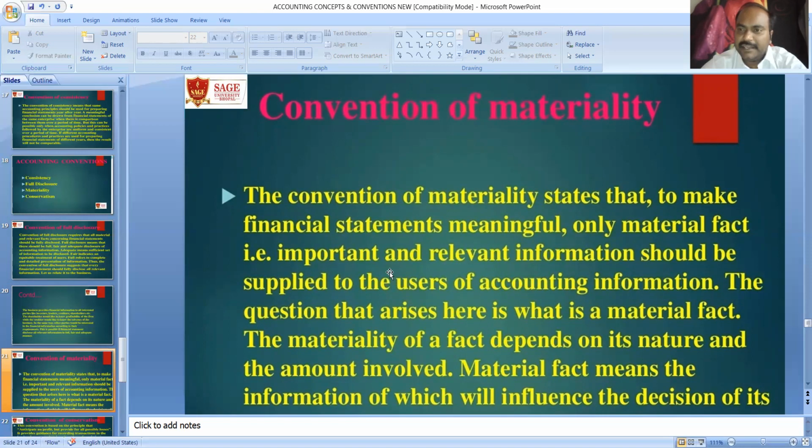The parties will get a doubt, whether this is a material fact or not, or whether something has been hidden. What is that? So that should not be done. So the convention of materiality means that you should bring proof to it. When the financial statements are prepared, there should be something meaningful to it. It should be meaningful.